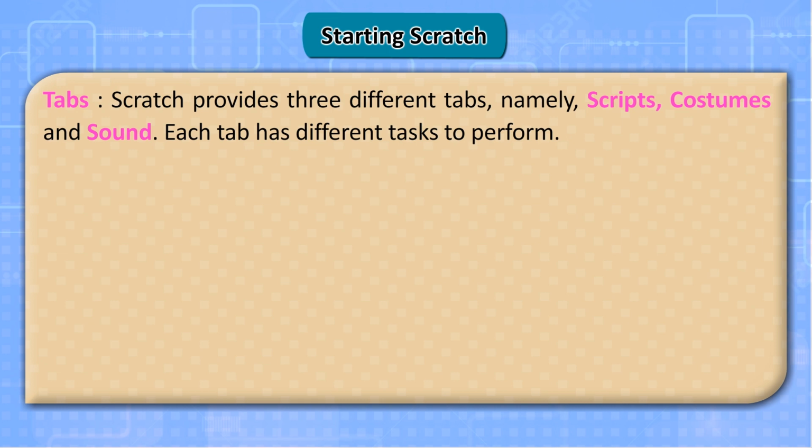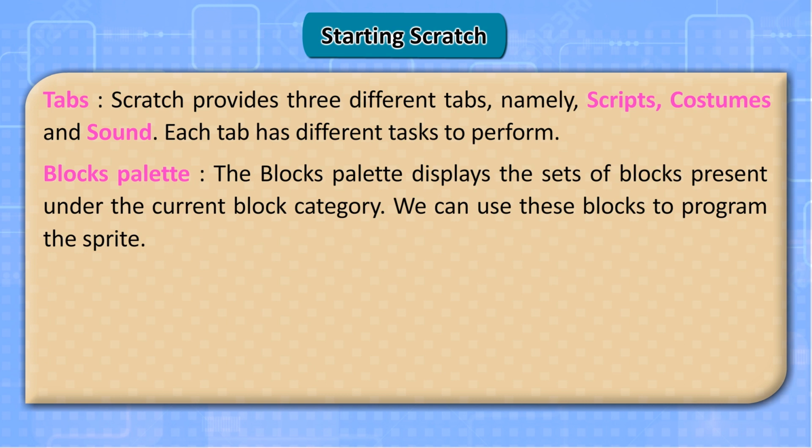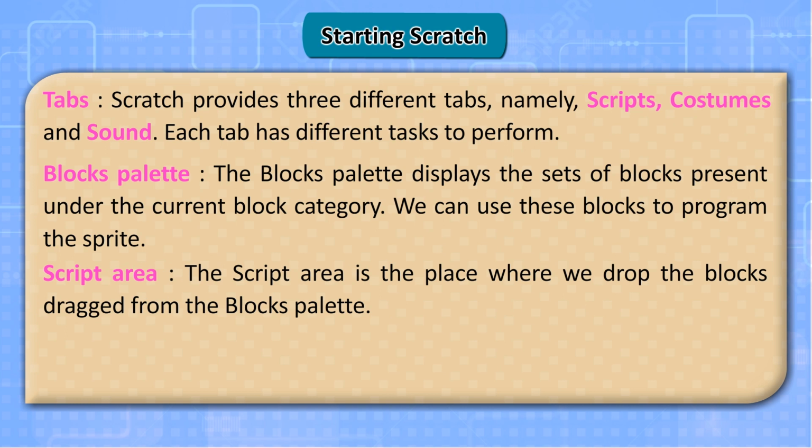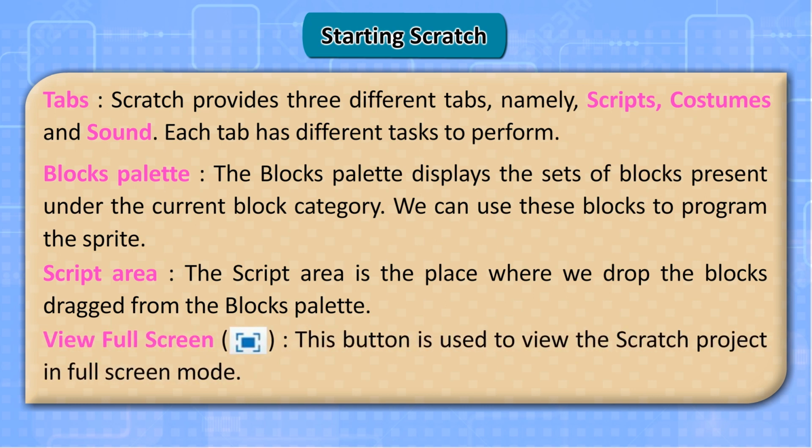Tabs. Scratch provides 3 different tabs, namely scripts, costumes and sound. Each tab has different tasks to perform. Blocks palette. The blocks palette displays the sets of blocks present under the current block category. We can use these blocks to program the sprite. Script area. The script area is the place where we drop the blocks dragged from the blocks palette.